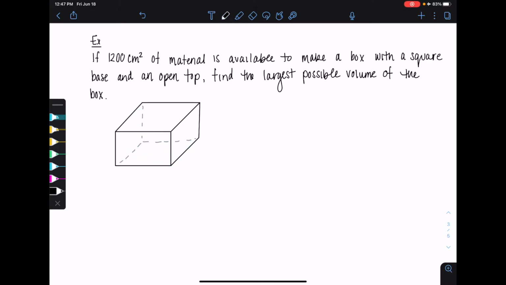If I want to give some values, I'll call this B for the base. Both sides are going to be exactly the same because it's square. My height of the box, no idea what that is. And our goal is to find the largest possible volume of the box. To write that in terms of these variables, we want to maximize the volume.